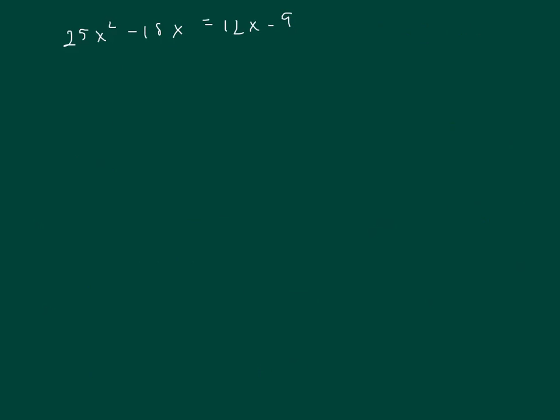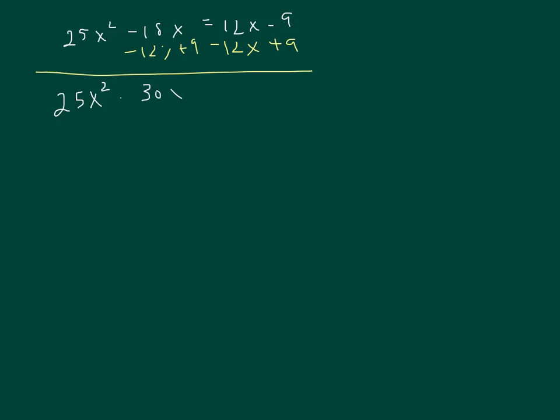This is the example that I think will send a message home that the quadratic formula really is our best bet, our best option, our best friend. Well, maybe not a best friend. I might be taking it a little over the top. All right, let's get this sucker into standard form, shall we? So subtract 12x, add 9. What do we get? We get 25x squared minus 30x plus 9 equals 0.